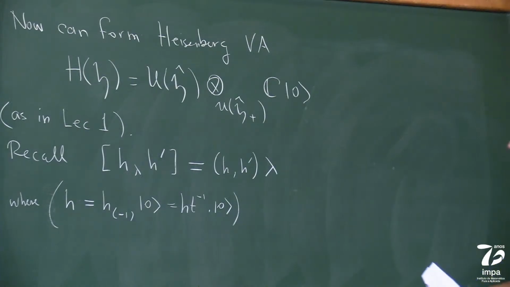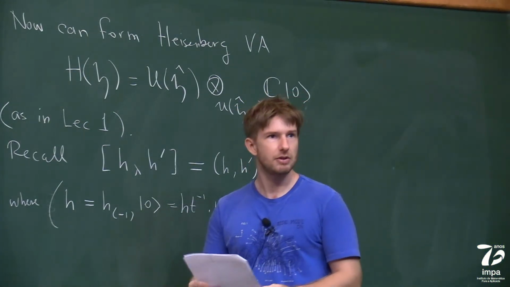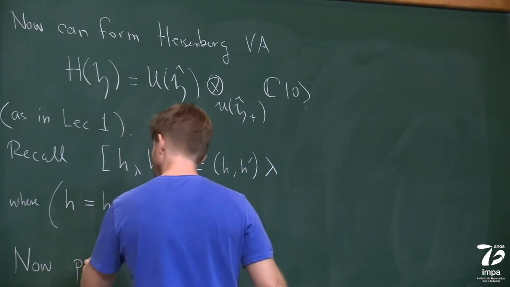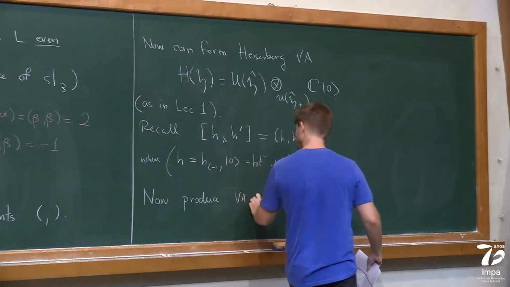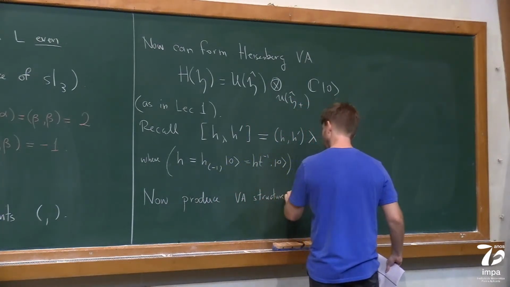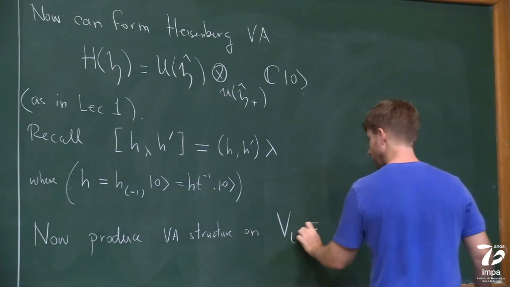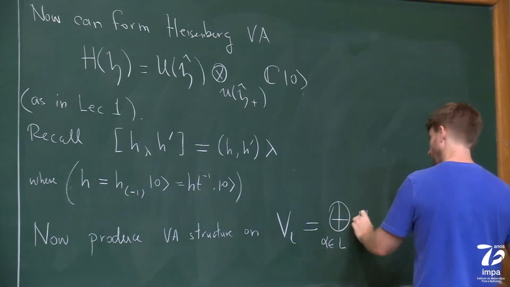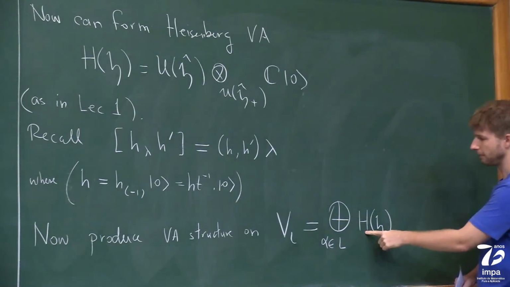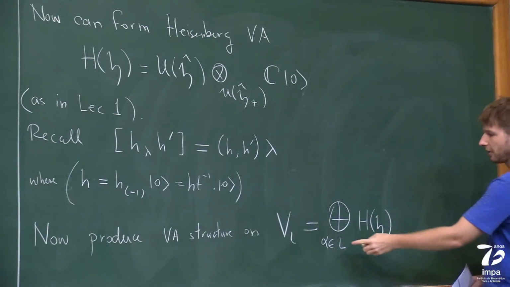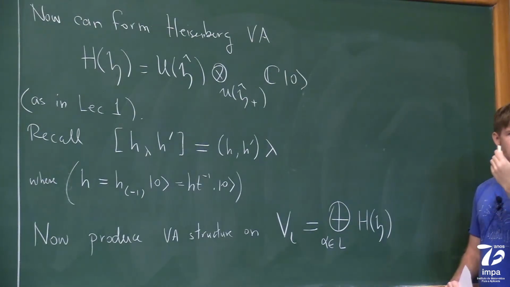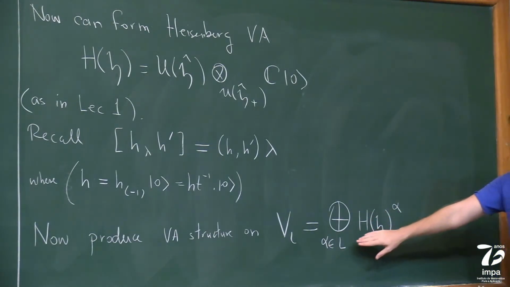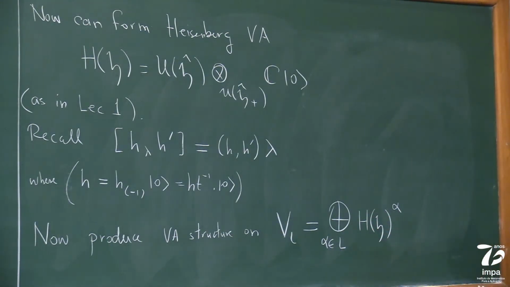But anyway, the construction now is to use the lattice to produce a vertex algebra, on the space I'll call VL. And recall that we had modules over the Heisenberg algebra for each alpha in H. So we'll take this discrete sum of those over the lattice and build some vertex superalgebra structure on that.